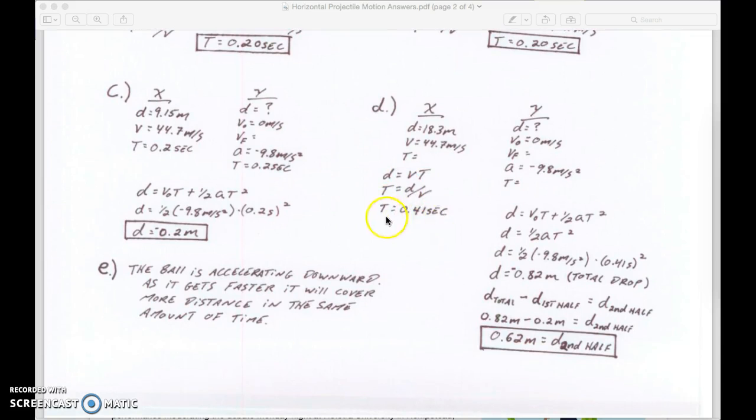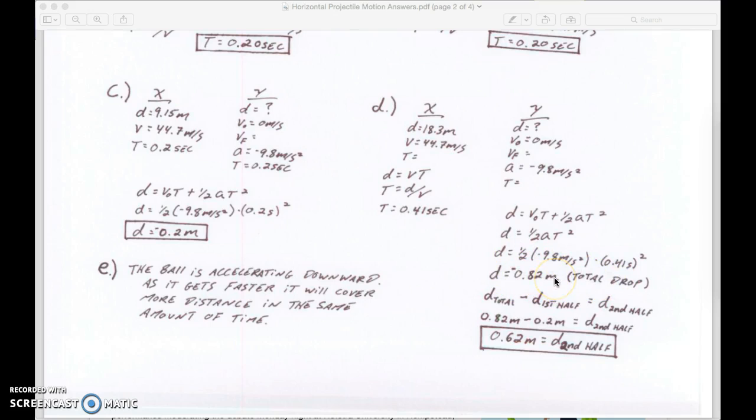I know the total time is 0.41 seconds. The initial velocity is 0. The acceleration is negative 9.8 meters per second squared. So with that information, I can solve for displacement because I have v naught, I have a, I have t. I'm going to use the third equation. Again, v naught is 0, and I can do d equals 1/2 a t squared. Plug in my numbers, and I find that the total amount that the ball drops is 0.82 meters, or negative 0.82 meters.